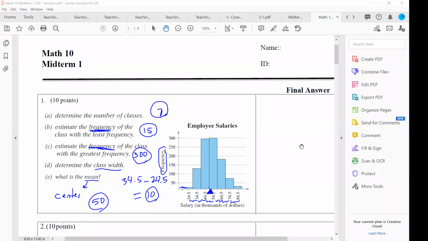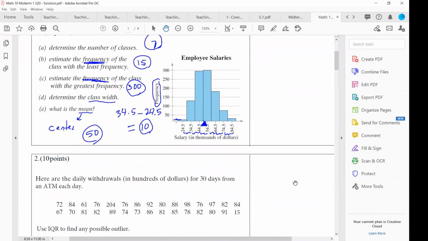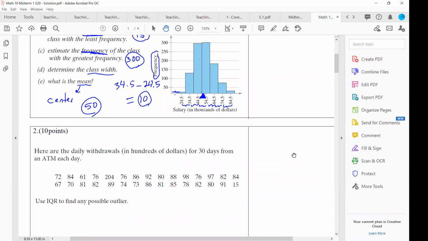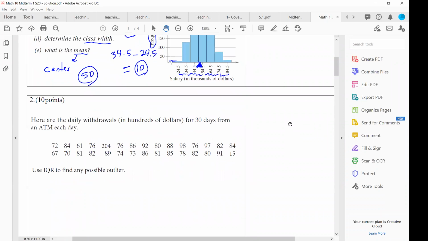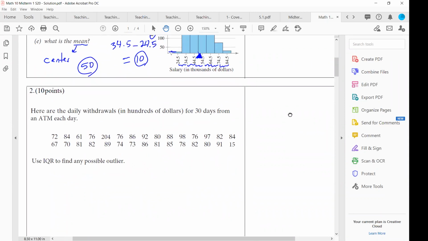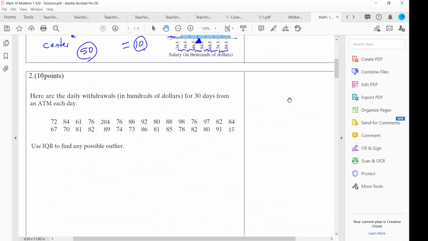Let us move on to question 2. Question 2 says, here are the daily withdrawals in hundreds of dollars for 30 days from an ATM each day. So you have a collection of numbers. The question says, use interquartile range to find any possible outlier. Okay, perfect.